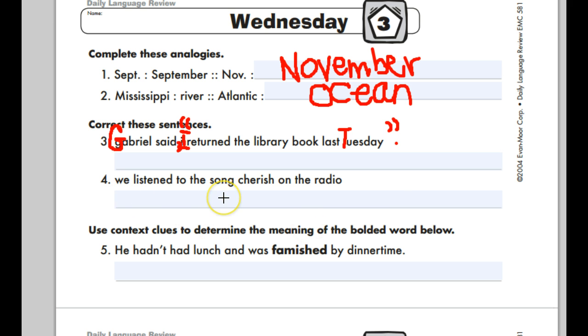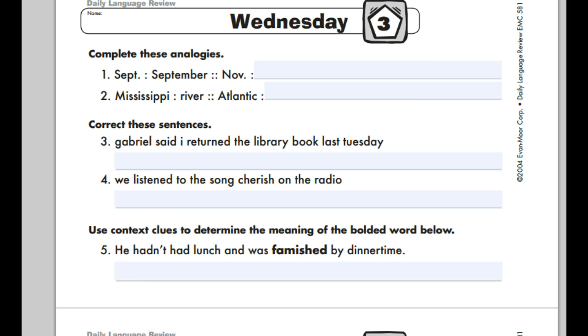We listened to the song Cherish on the radio. Okay, to punctuate a song, a song is going to have the important words in it capitalized just like in a book, but you put quotation marks around the name of the song. So we listened to the song Cherish, this is the name, capital C, quotation marks around it, on the radio.